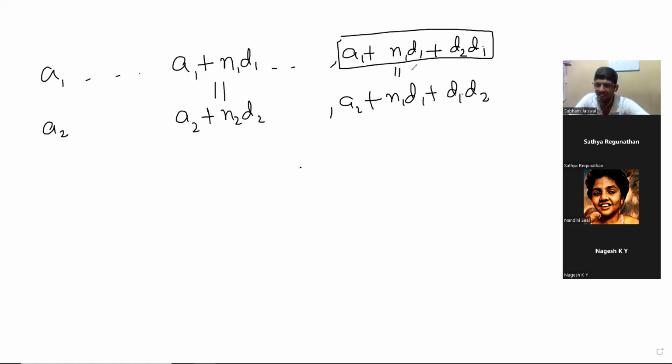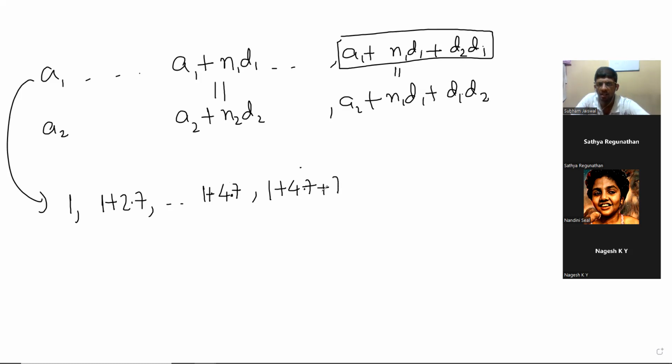He's joining. But then tell me, do you see that this will also be in the arithmetic progression? A1 plus N1 D1, and then D2 times D1 also if I add, that's also there in the arithmetic progression. See, if you're starting with 1, and let's say you're taking 1, 2 times 7, right? And last time we did 4 times 7, right? Okay. And then from here, you can do 1 plus 4 times 7 plus 7. Well, you're taking steps of 7. That's basically 5 times 7.